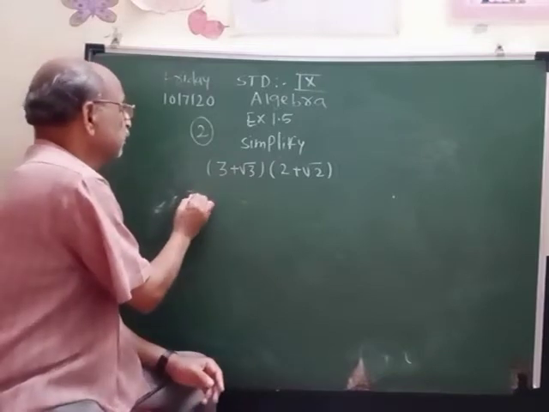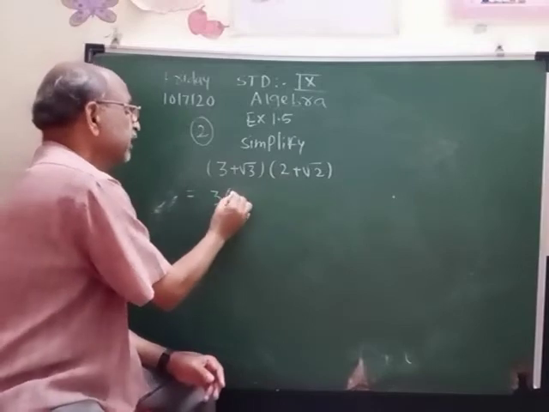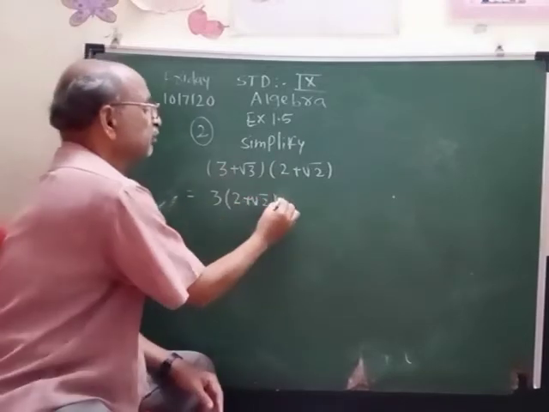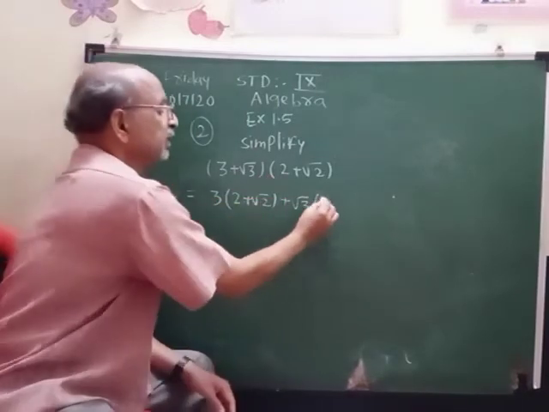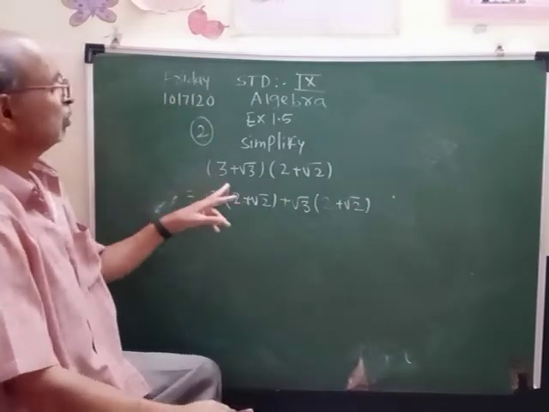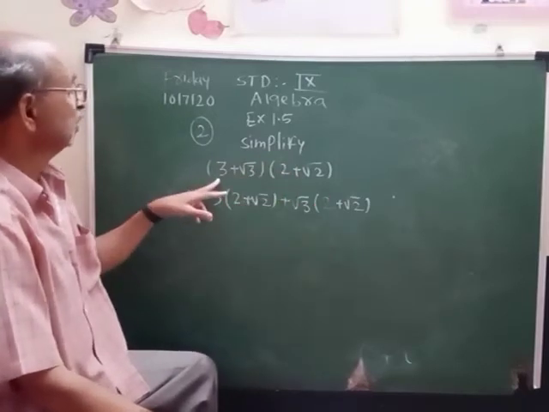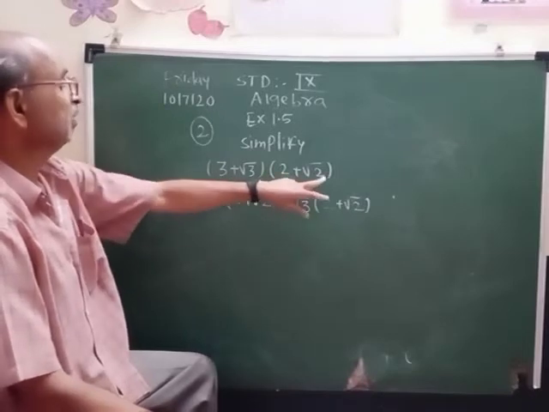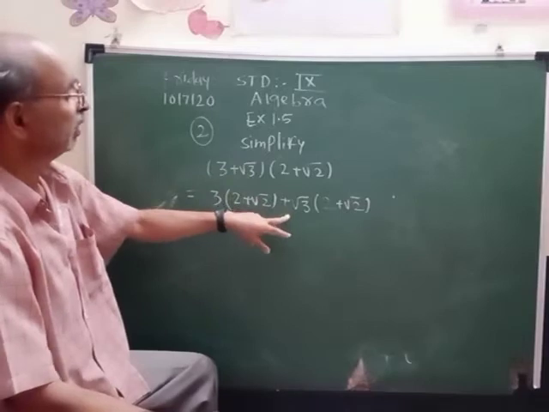So the first term in the first bracket is 3 into the second bracket, that is 2 plus root 2. Then the second term, plus root 3, again into all the terms in the second bracket, that is 2 plus root 2. We are using this because there is nothing common in them. If commons are there, then we can use the identity. We have to multiply every term in the first bracket with every term in the second bracket. So 3 into bracket 2 plus root 2, root 3 into bracket 2 plus root 2.